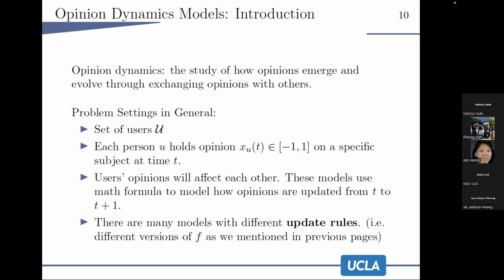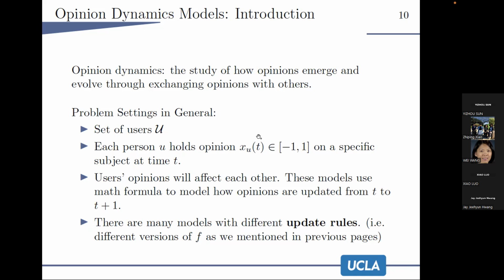And those opinion dynamics models that they mention in this paper are probably the most interesting part to us. A brief introduction on this part is that opinion dynamics studies how opinions emerge and evolve through exchanging opinions with each other in the system.